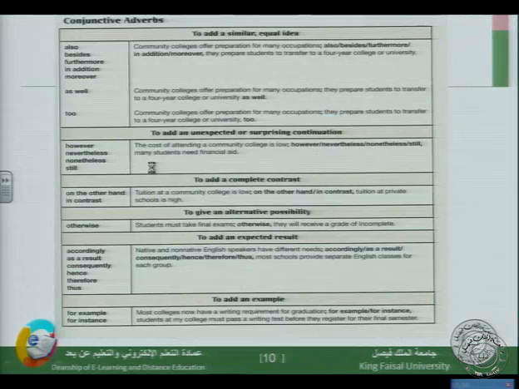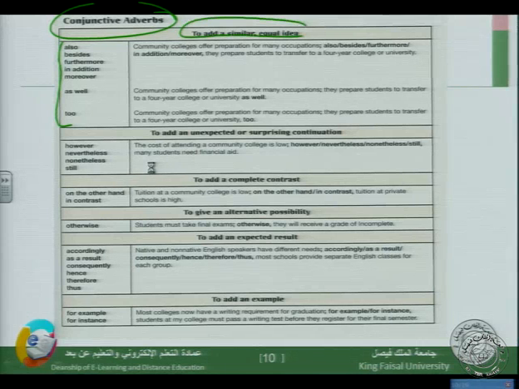Here we have some conjunction adverbs that you can use. You can use also, besides, furthermore, in addition, moreover, as well, to add similar or equal idea. To add لك انك تضيف نفس الفكرة او فكرة مشابهة. هذا المقصود في نفس الفكرة. Community colleges offer preparation for many occupations. Also, لاحظوا وين جاء also وجاء قبليها semicolon وبعديها بعد كل هذه also أو besides أو furthermore or in addition or moreover جاء بعديها comma.